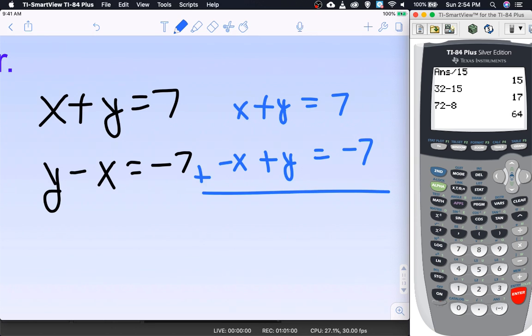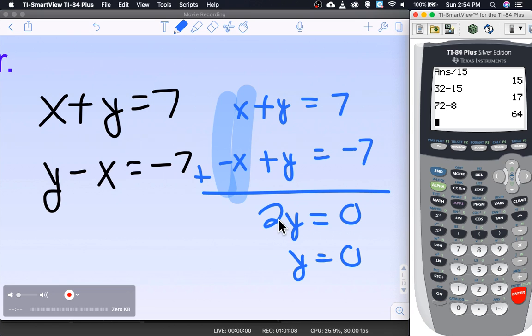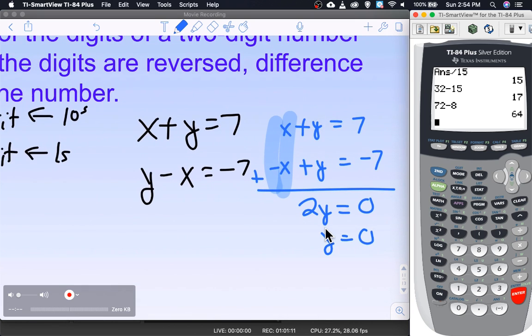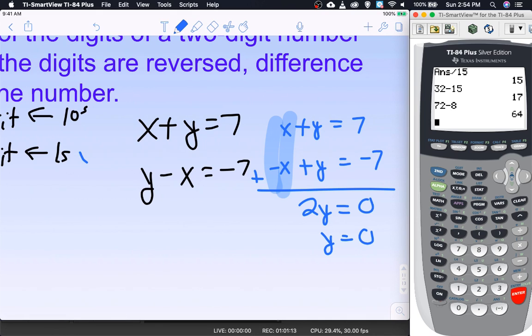And so let's do it. My x's do eliminate. My y's give me 2y, and I got 0. 2y equals 0. If I divide by 2 on both sides, y equals 0. So the ones digit is a 0.